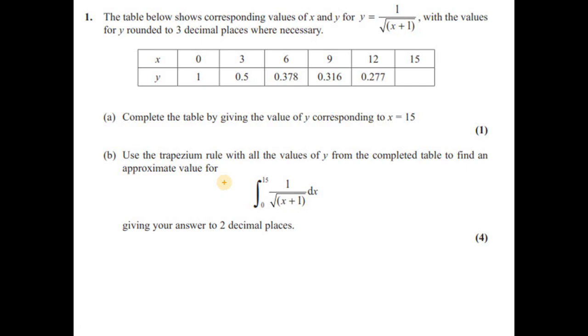The table below shows corresponding values of x and y for y equal to 1 over the square root of x plus 1, with the values for y rounded to 3 decimal places where necessary. So this is the table in which we have given values of y for some chosen values of x.